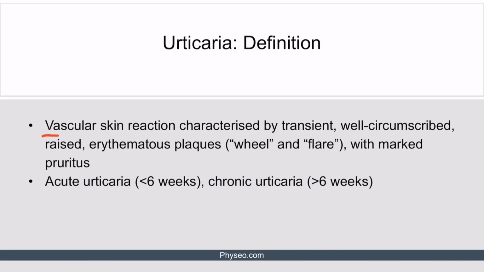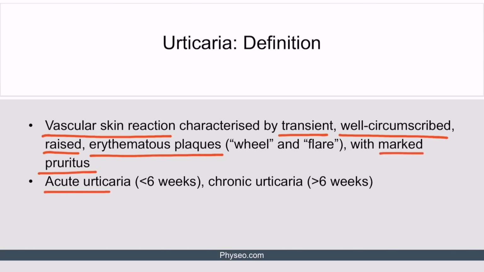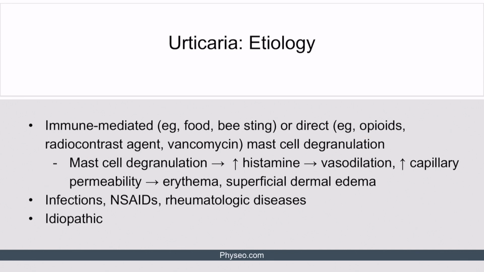Urticaria is a vascular skin reaction characterized by transient, well-circumscribed, raised erythematous plaques, also known as a wheal and flare reaction, where wheal describes the swelling caused by edema, and flare describes the surrounding erythema caused by vasodilation. The lesions are associated with marked pruritus. Acute urticaria is when urticaria is present for less than 6 weeks, whereas chronic urticaria is when urticaria lasts for more than 6 weeks. Coming to etiology.